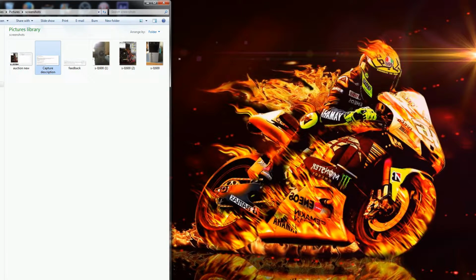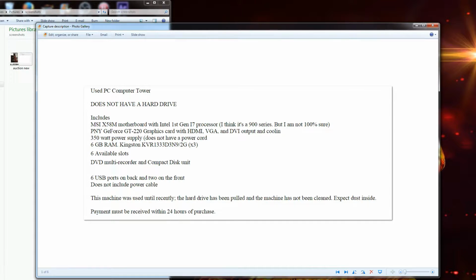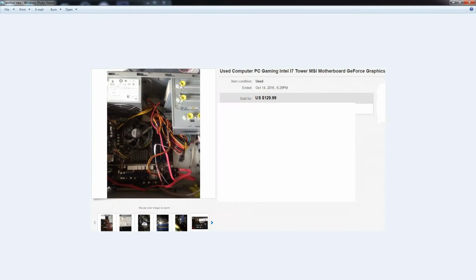Now, just to give you an idea of what I'm starting with, the first thing I'll show is the actual listing. Nope, that's not it. This is the listing. Of course, I took out anything having to do with my information or the seller's information, but I found this. It was an i7 PC. Nothing real special at first glance.